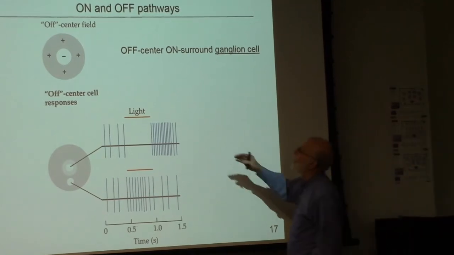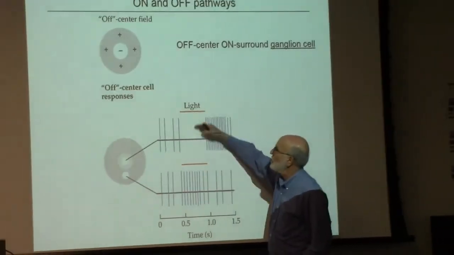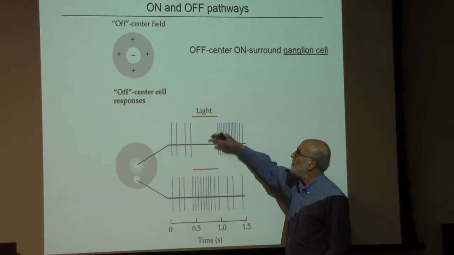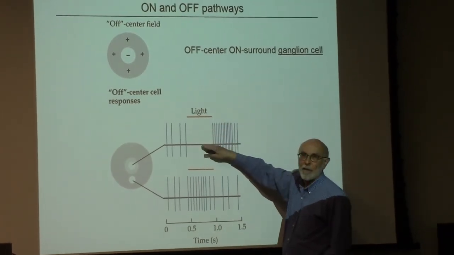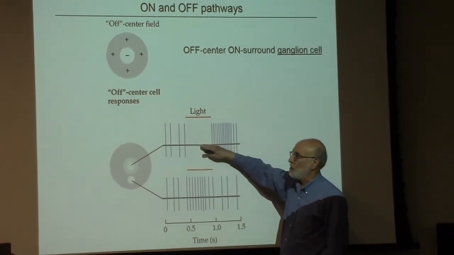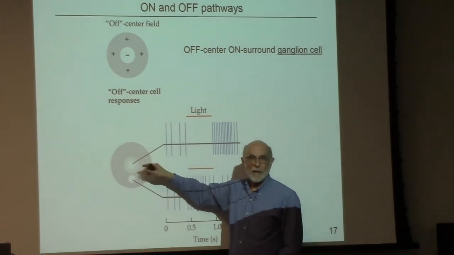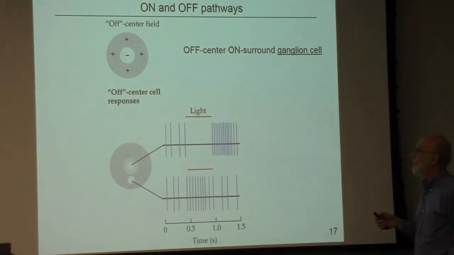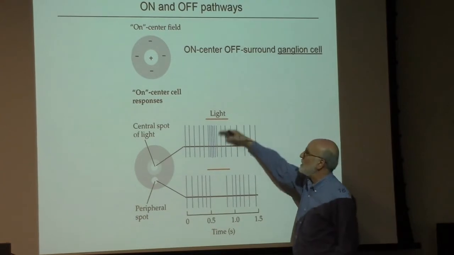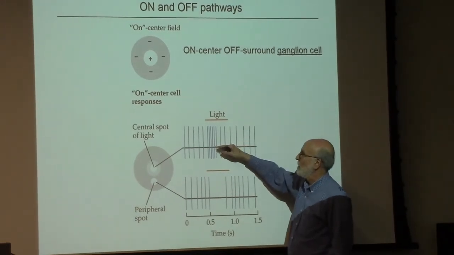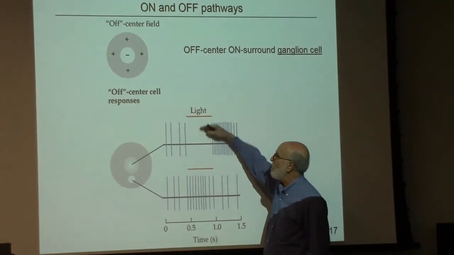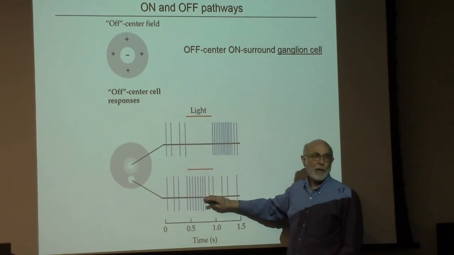Here's an off-center cell. Cells turned off. Less action potential by the spot of light on their center. Off-center. Okay, so let me go back. An on-center cell, an off-center cell. Let's not worry about the surround.